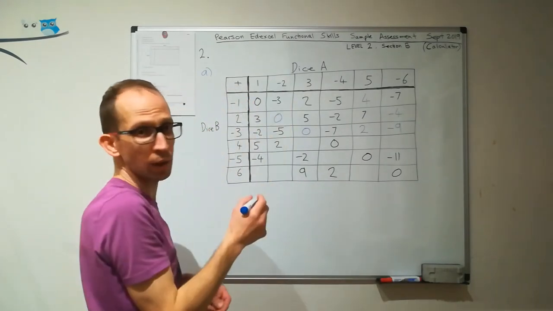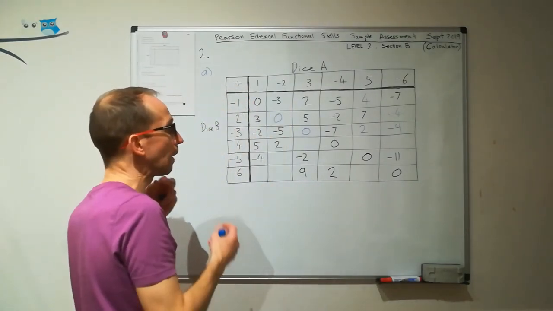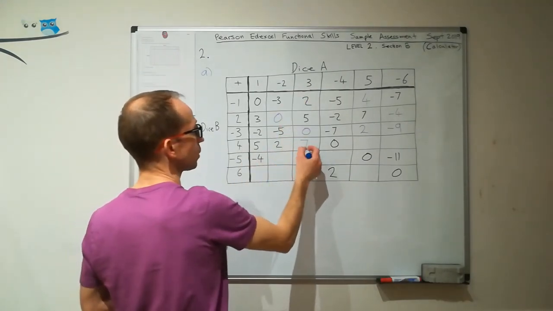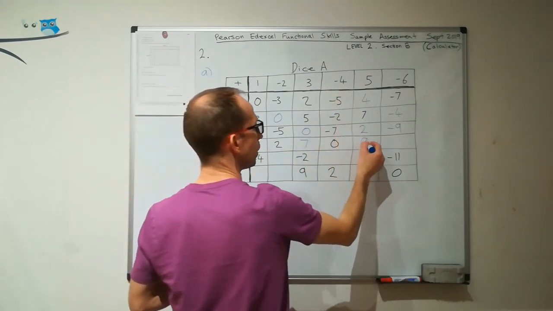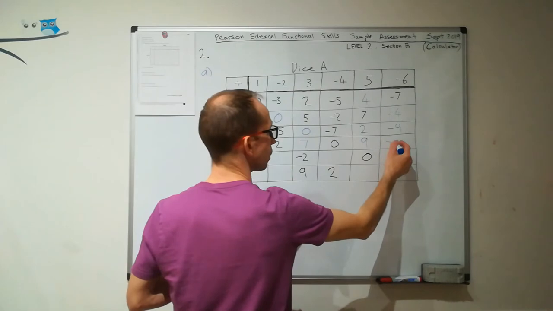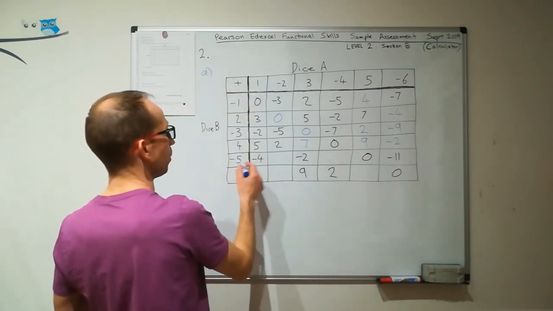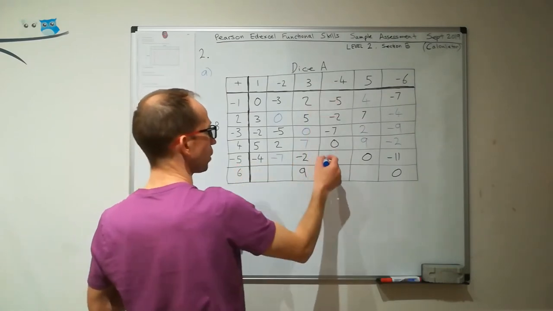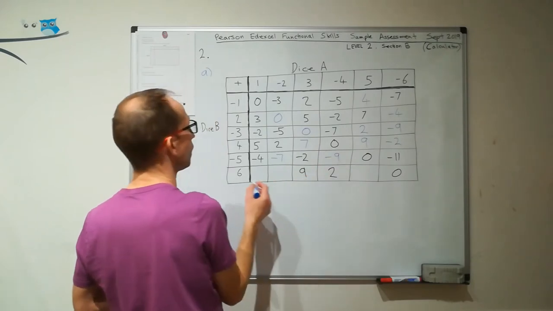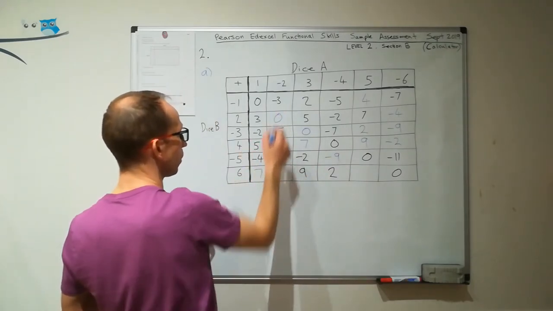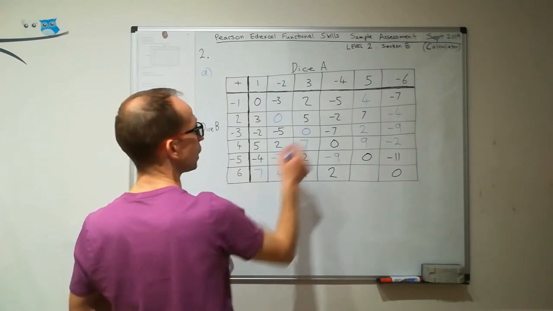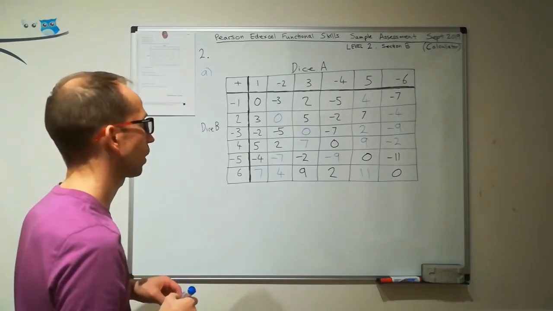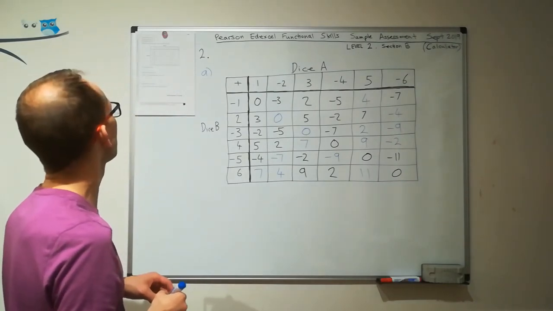Obviously, you can do these with your calculator, you're allowed to. If you're not comfortable doing it in your head, that's absolutely fine. 4 plus 3 is 7. 4 plus 5 is 9. 4 minus 6 is minus 2. Minus 5 minus 2 gives me minus 7. Minus 5 minus 4 gives me minus 9. 6 and 1 is 7. 6 minus 2 is 4. 6 plus 5 is 11. Okay, so that's completing the table.